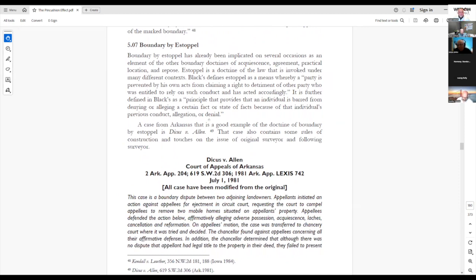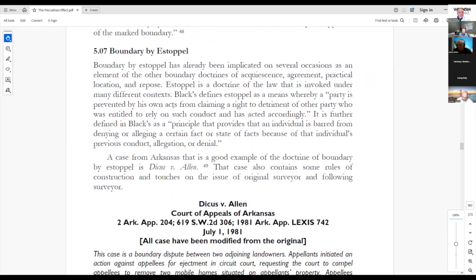So boundary by estoppel is a legal doctrine that establishes a property boundary based on a neighbor's misrepresentation, and protects the innocent neighbor from injustice. It's a simple one. A neighbor makes a false statement about a boundary line. The innocent neighbor reasonably relies on the misstatement, and would suffer substantially unfair injury if the true boundary line were enforced.